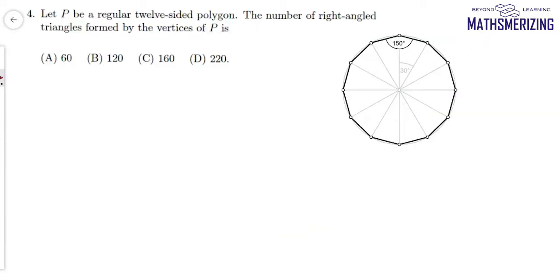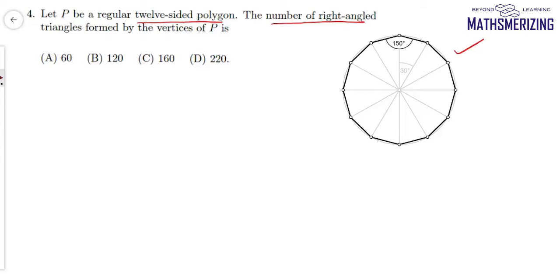Now question number 4 says: if P is a regular 12-sided polygon, then find the number of right angle triangles formed by the vertices of P. They have not given the figure, so for reference I have taken this figure from the internet. It's a dodecagon. So we have to find 3 vertices so that they form a right angle triangle.